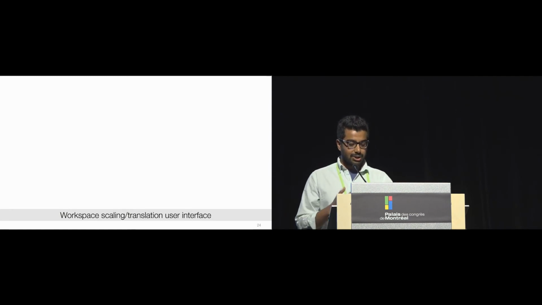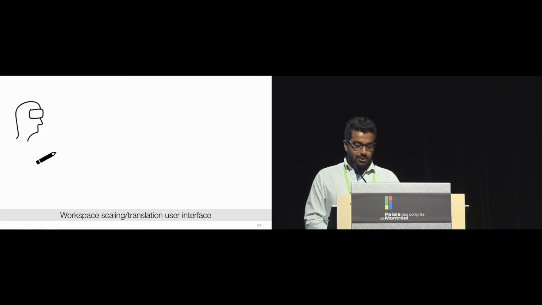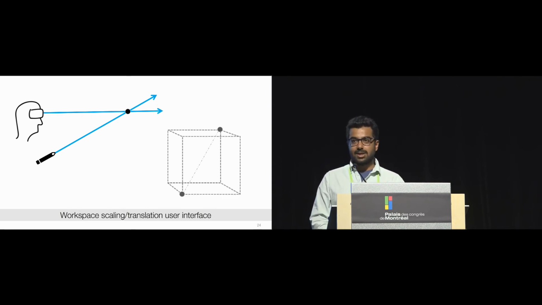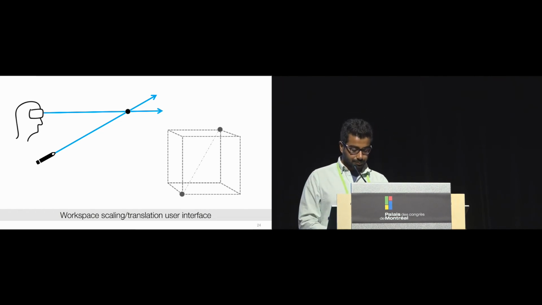So we wanted a method which is efficient, but also helps a user visualize the workspace with respect to the real world. When the user presses a button, he sees two rays, one from his head and one from the pen. He can manipulate them by moving his hands and his head. And if you coarsely intersect these two, you can define a 3D point. When you define two such 3D points, that defines the diagonal of a workspace, and that's how you define the size and the position of the workspace that you're working with.